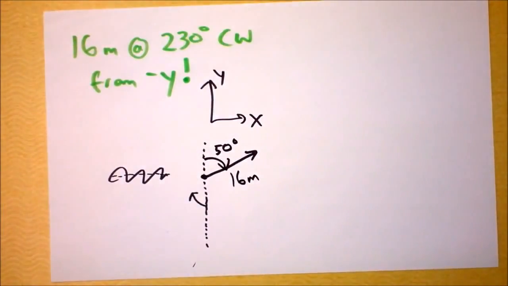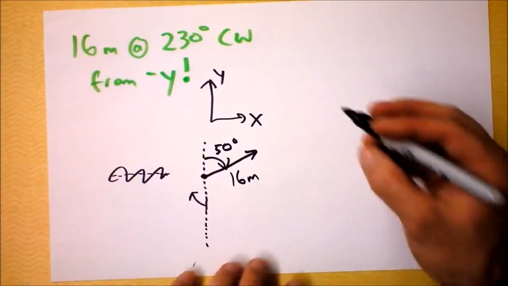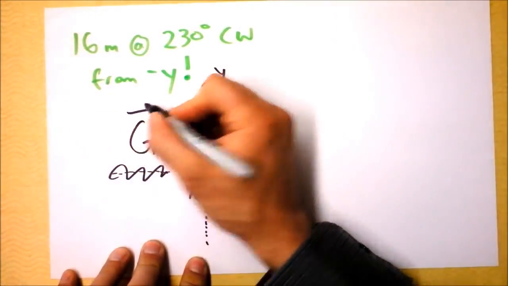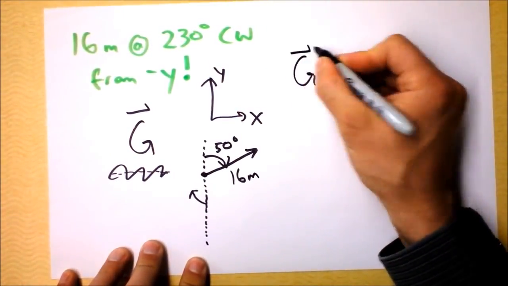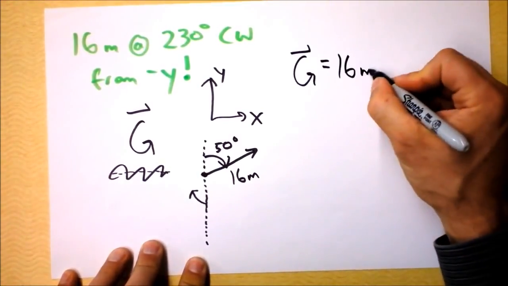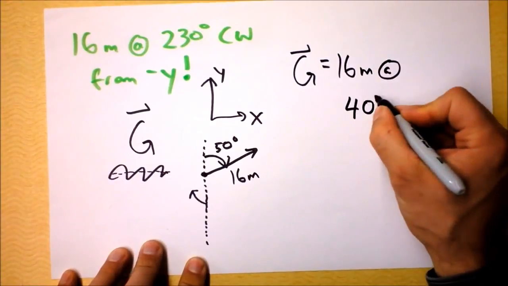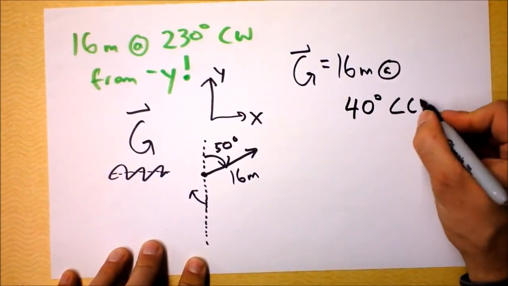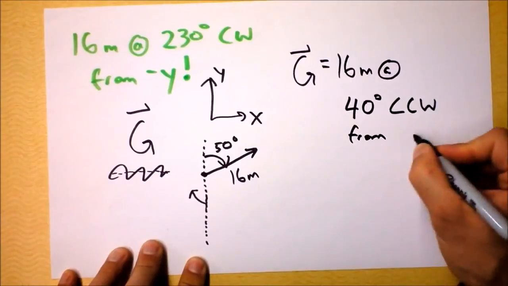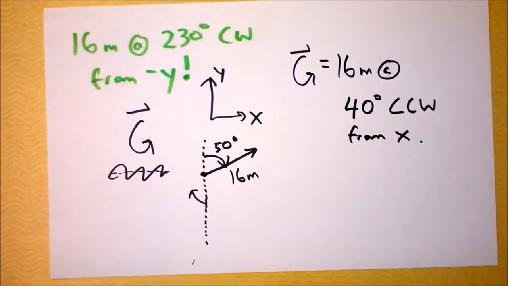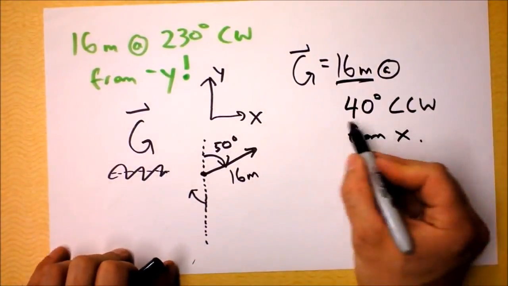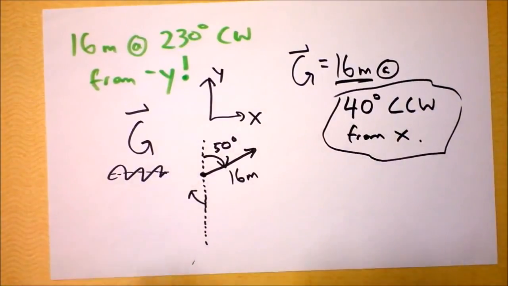So that is a crazy vector that's 230 degrees clockwise from negative y. This is vector G. I could also say that G equals 16 meters at 40 degrees counterclockwise from x. That would be a much more standard way to specify the direction and magnitude of G. Remember, in all of our vectors, we're going to have to specify magnitude and direction, and that's all I have to say about that.